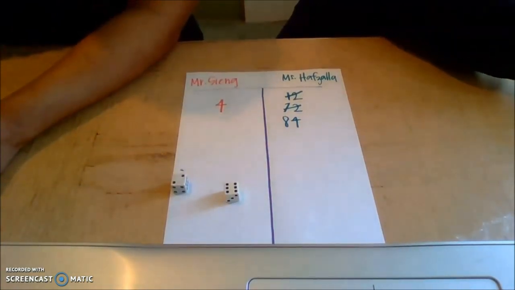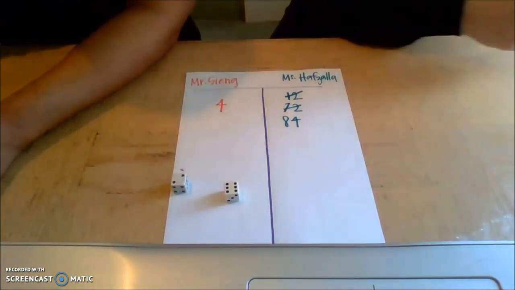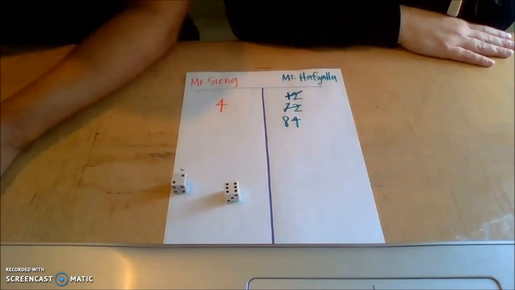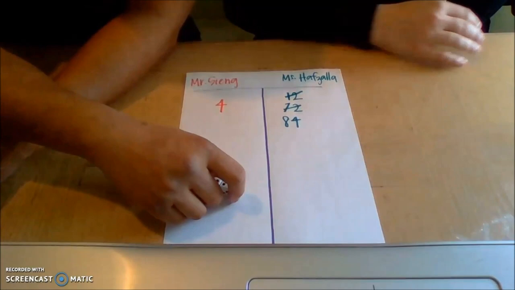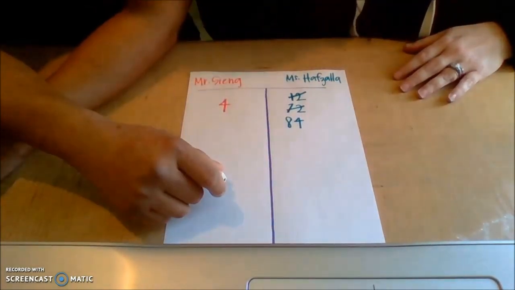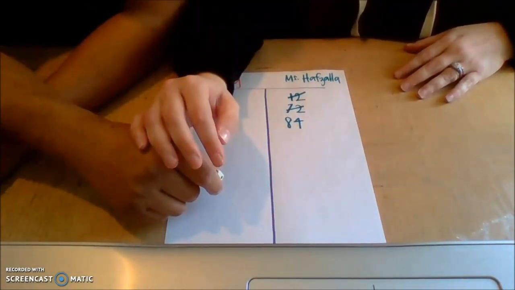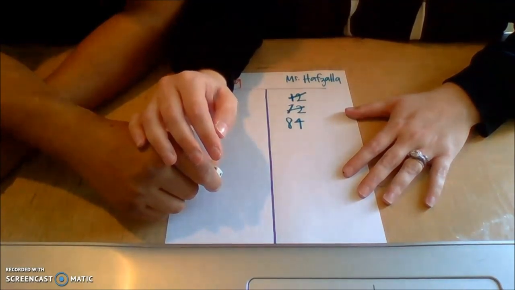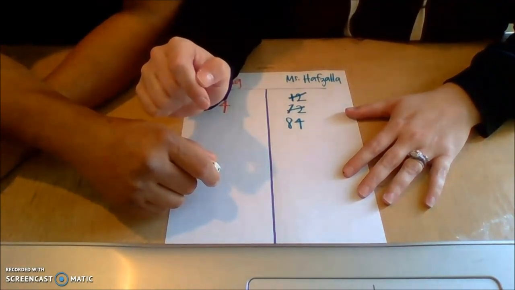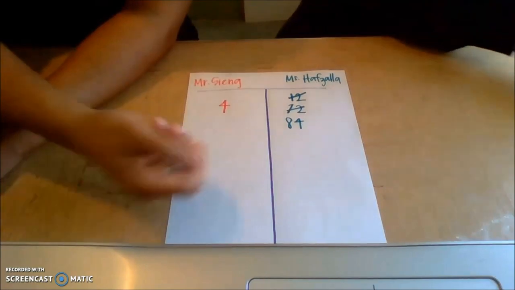Six times 2 is 12, which is an even number. Are you going to be risky? Yes, this time I'll try. What do you think? Do you think that he's going to get another even number? I rolled 3 evens in a row. What do you think is going to happen? Let's find out.